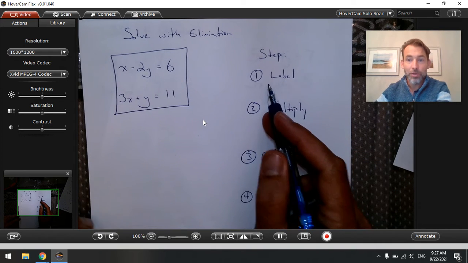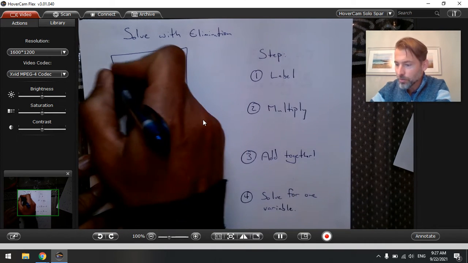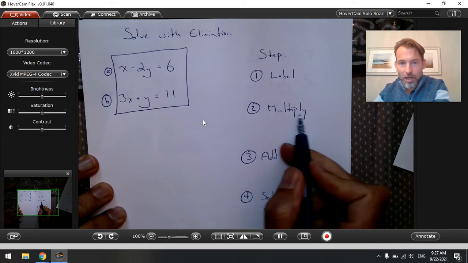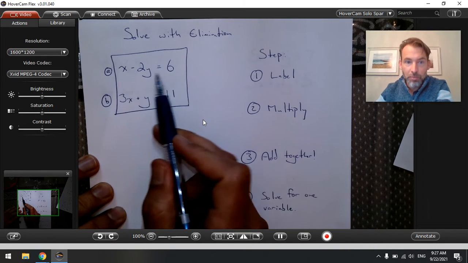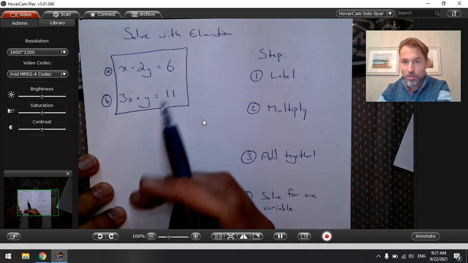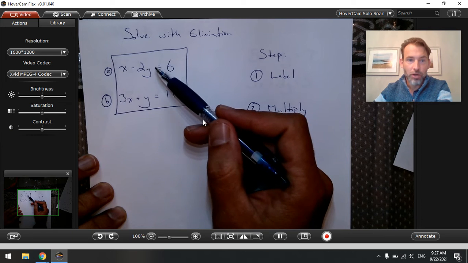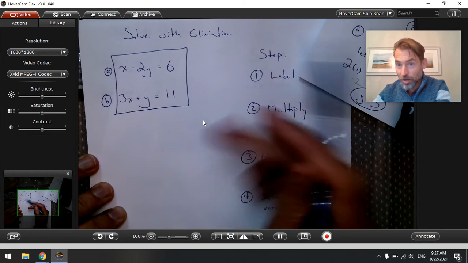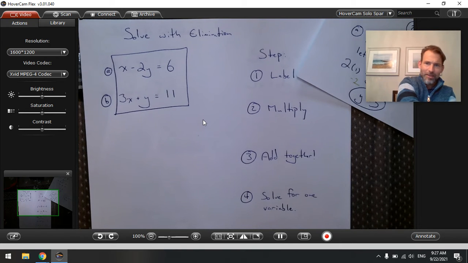First step is always label your equations. I like A and B. So this is my equation A, this is my equation B. Next, I want to choose to multiply both sides of one of these equations by something such that the coefficients of one of my variables will be the same value but opposite signs.